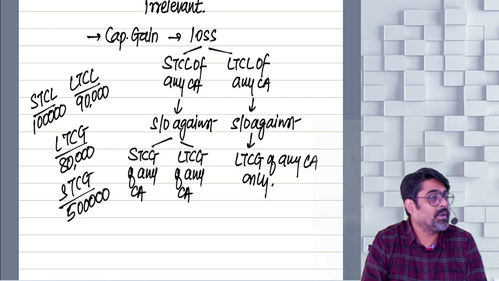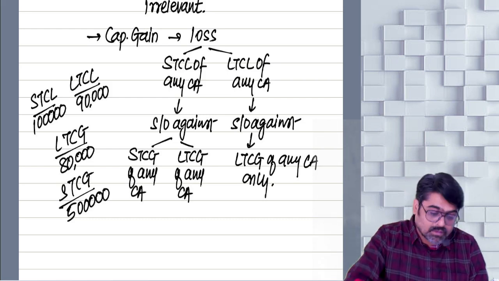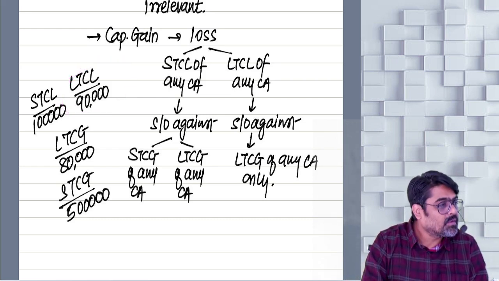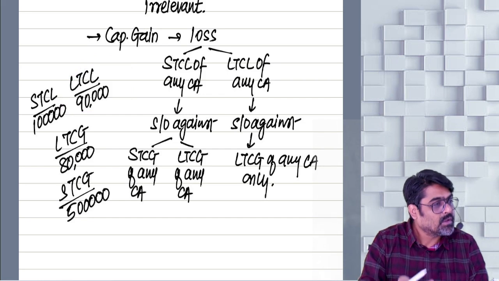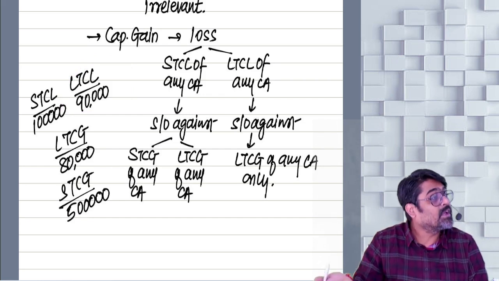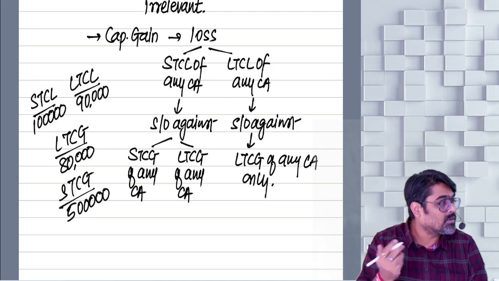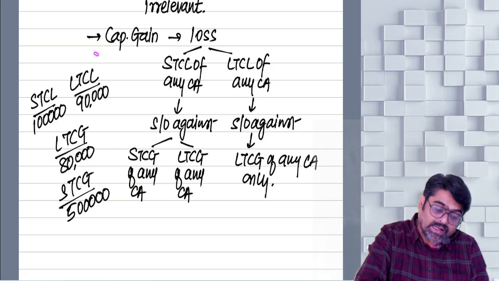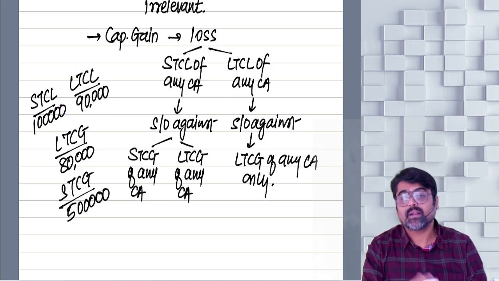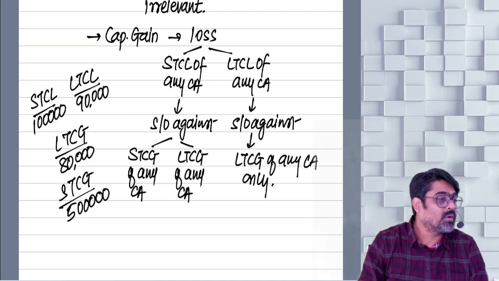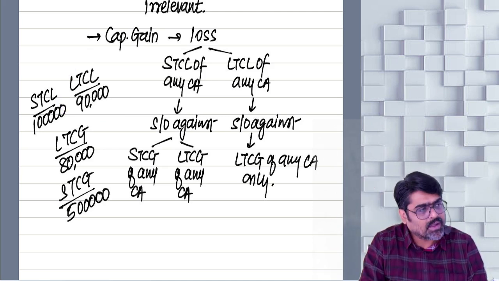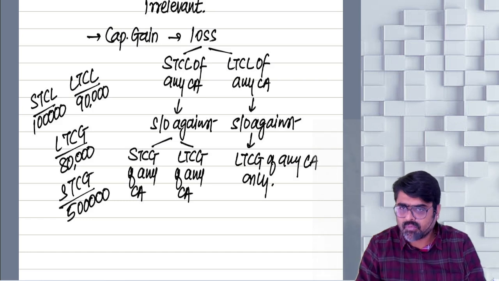And now no long-term gain remains, so this long-term loss cannot be set off, because the gain remaining is short-term gain. Against that, you cannot set off. So this 90,000 will remain, and now you will carry forward this 90,000. What foolishness you are doing? Don't do such type of foolishness.